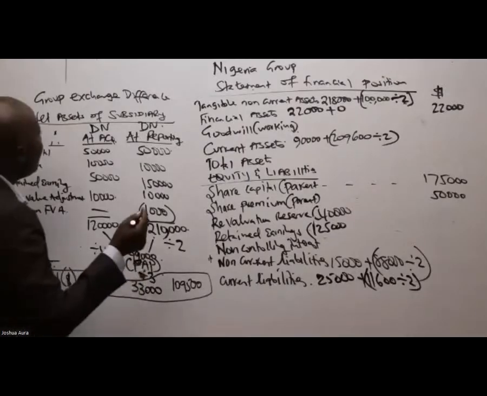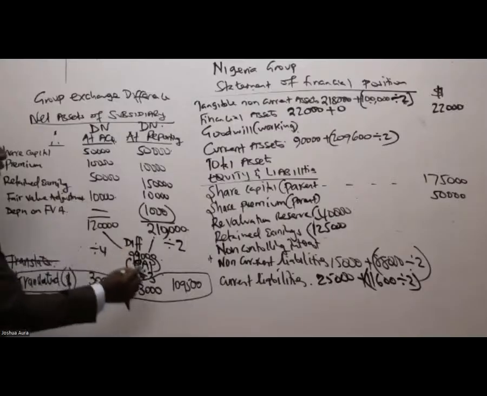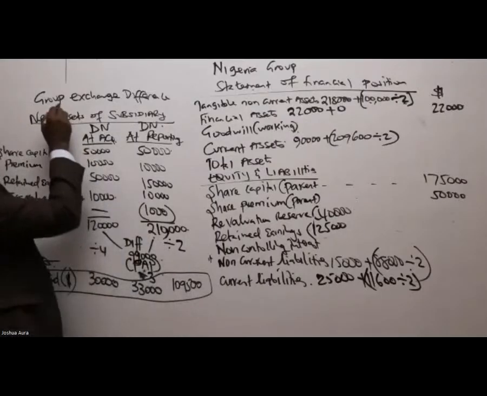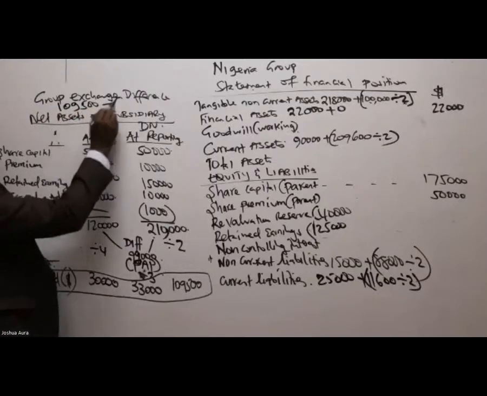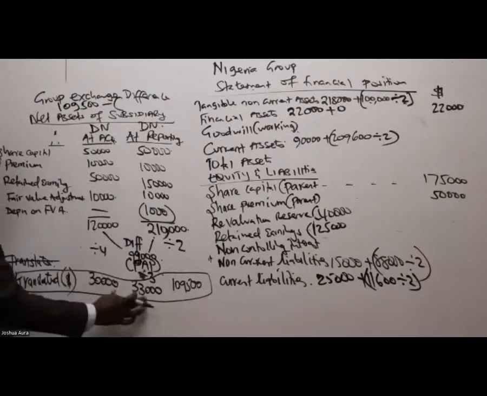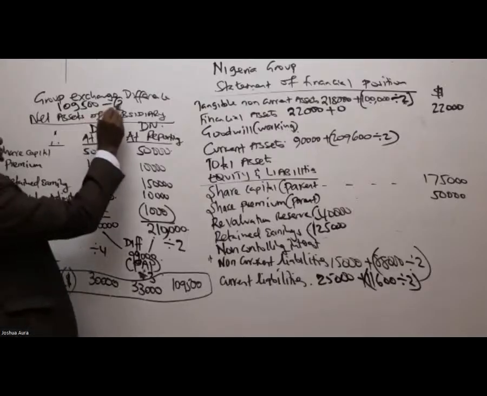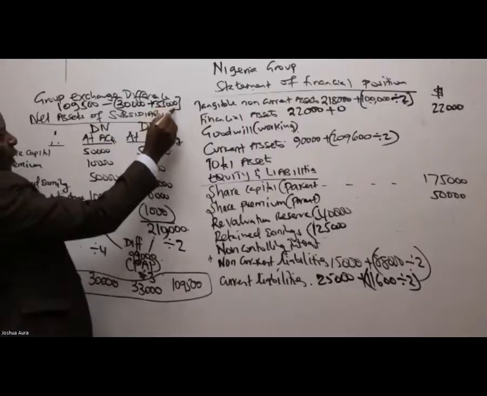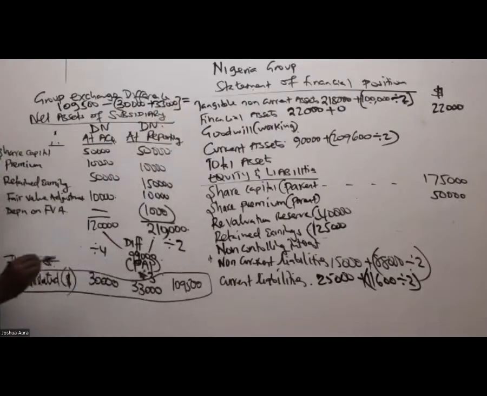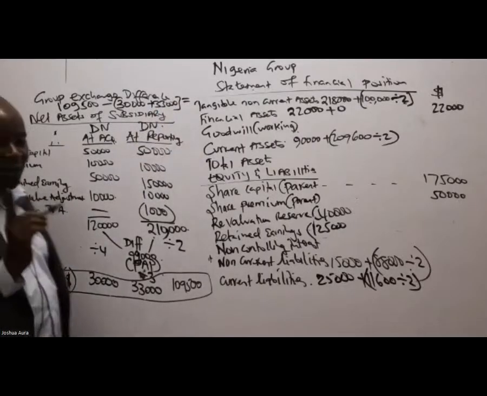So then how do we get this group exchange difference? I will take the closing, 109,500, and subtract the sum of these two. So we are talking of 30,000 plus 33,000. Could you kindly give me this figure? The group is gaining here.